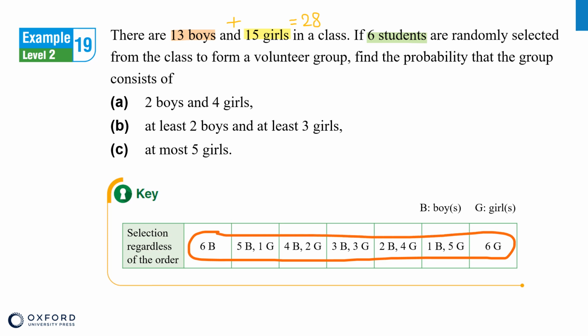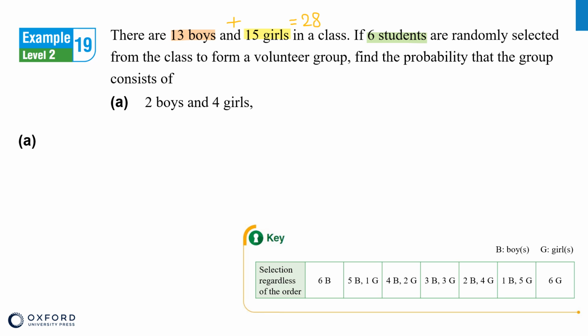Since the selection is regardless of the order, we are going to find the combinations. So what's the number of possible ways of selections with no restrictions? There are a total of 28 students and we are selecting 6 at a time, so it's 28C6. Now we are all set. Let's look at each part of the question.